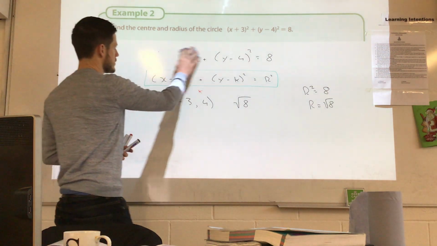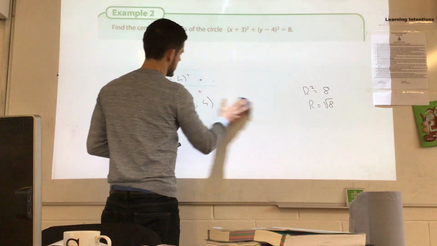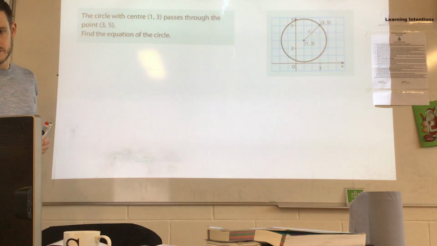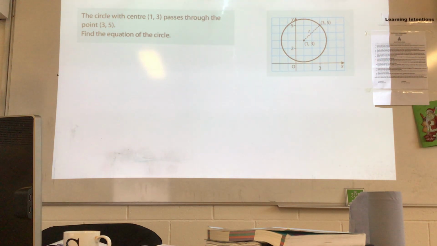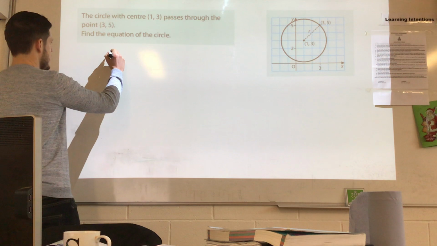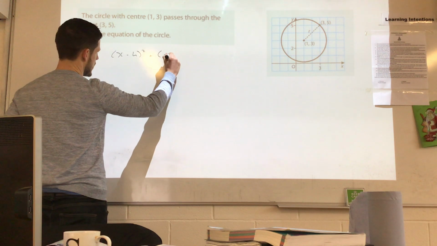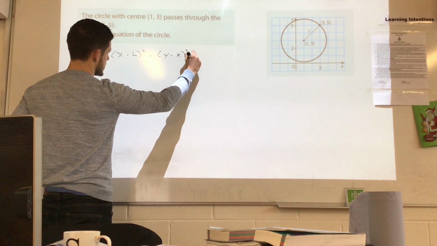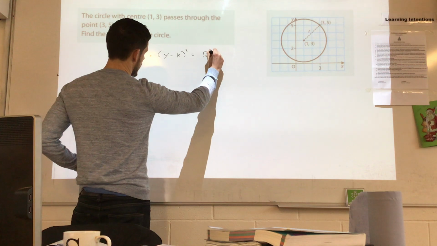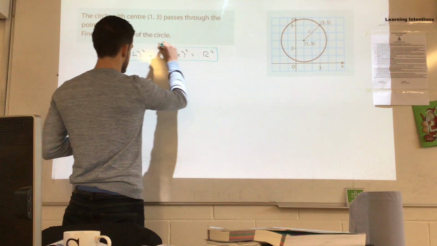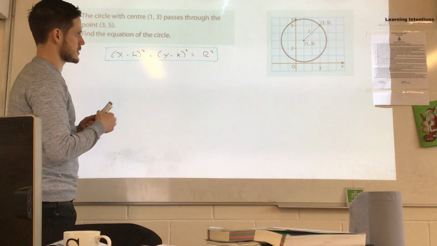And finally, we're just going to have a little look at a kind of problem solving one. Now, this here says the circle with a centre 1, 3 passes through the points 3, 5. Find the equation of the circle. So, again, I'm going to write it out. So, x minus h all to be squared plus y minus k all to be squared is all equal to r squared. That is my equation of the circle.